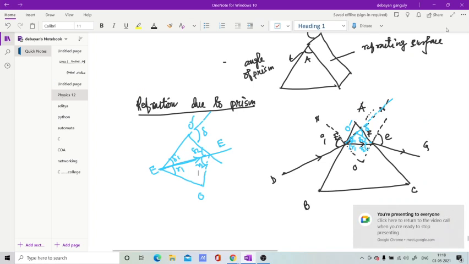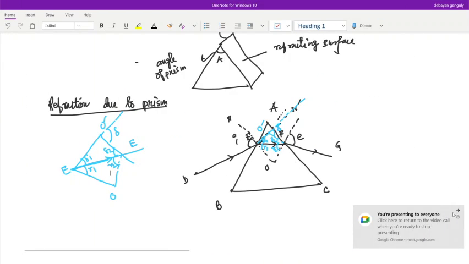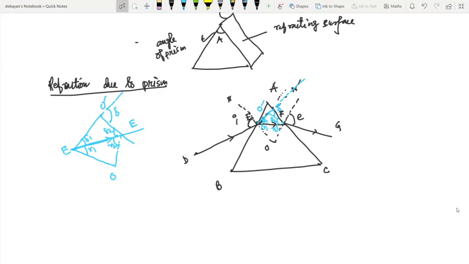Now the thing is that since this will happen, this is called delta, the angle of deviation. So what is the angle of deviation? The angle of deviation is the angle through which the incident ray is turned by the prism. That means this delta is called the angle of deviation.